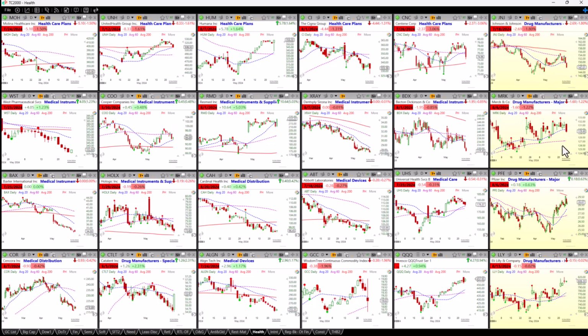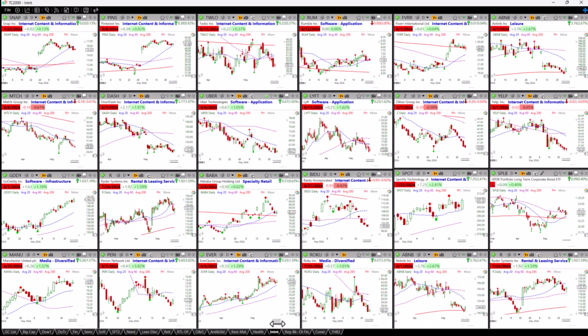J&J breaking down, Merck, questionable, Pfizer. It's been in a downtrend for a long time. You can see I can just scroll that to look back there, but it's bottoming. Lilly, that's about the strongest, wouldn't you say? Here we have internet and information. Again, you can look around there. I'm sure you got the gist of everything.